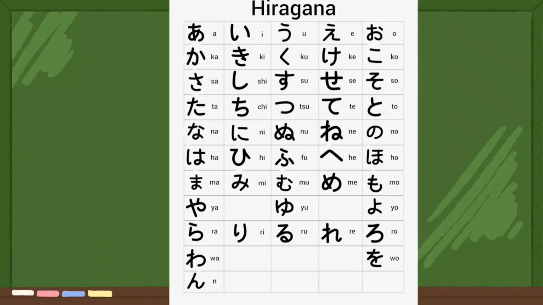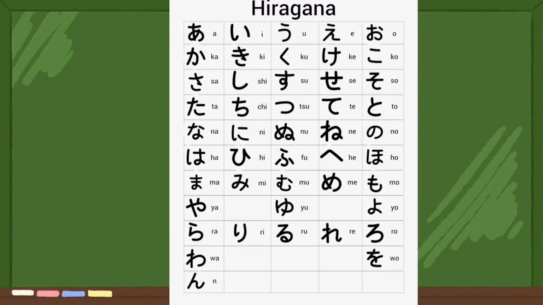Now if we move to the second line, which is the k line, the first character would be ka, then ki, then ku, then ke, then ko. So all the characters of k, s, t, n, h, m follow the a, i, u, e, o form. Like the s line: sa, then shi, then su, then se, and then so. This is how hiragana characters are written, and you don't have to be afraid.